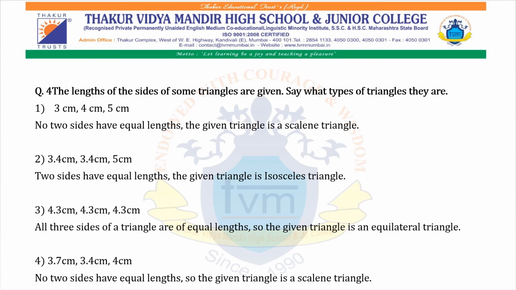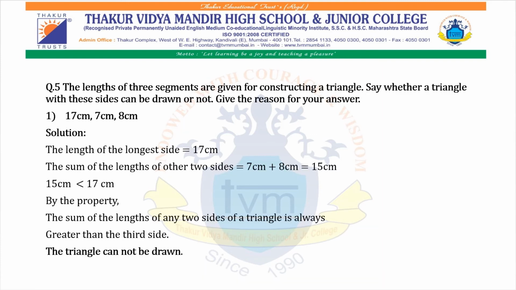Fourth, 3.7, 3.4 and 4 centimeters. No two sides have equal lengths, so the given triangle is a scalene triangle. Question 5. The lengths of three segments are given for constructing a triangle. Say whether a triangle with these sides can be drawn or not. Give the reason for your answer.